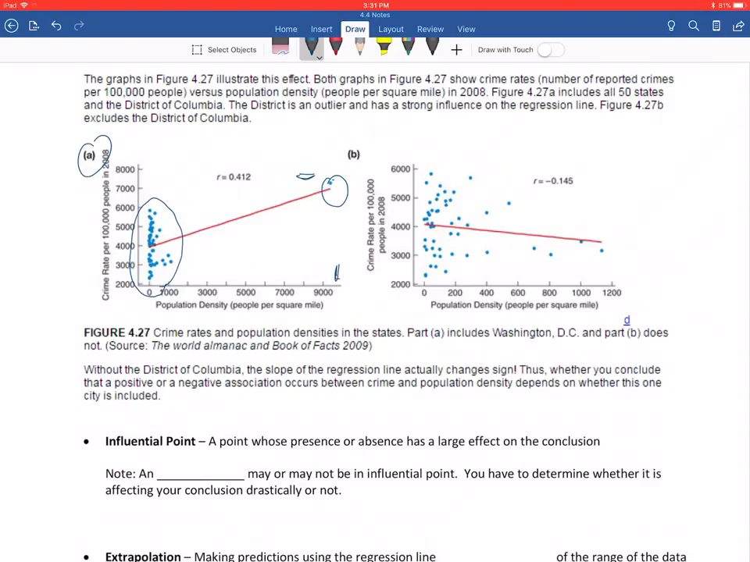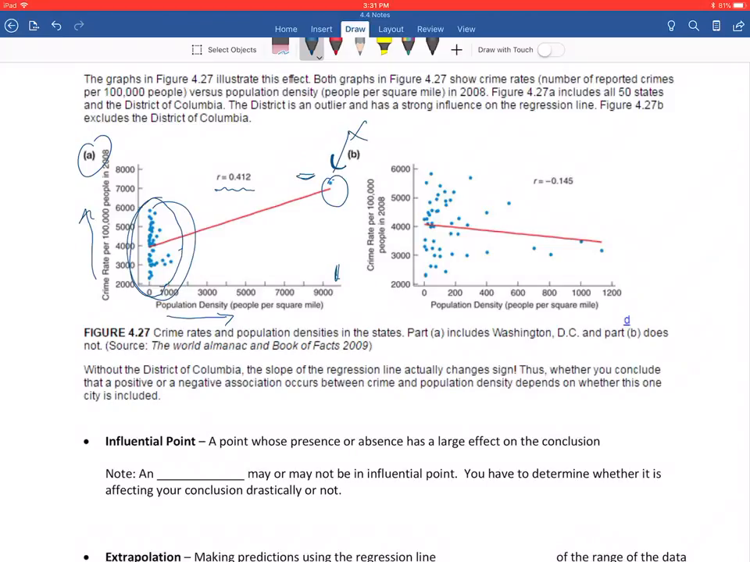The District of Columbia is extremely densely populated and also has an extremely high crime rate. It does not fit the rest of the data that's lumped over here. So it's certainly an outlier, and it's pulling the regression equation up with it, basically. This equation that's modeling it, the line, has to come up all the way over to it to catch it. Notice the R value that goes along with that equation is 0.412, so it's not a very good fit, but it's positive. So it's showing a positive trend there. What that's saying is as the population density increases, so does the crime rate, which tends to make sense.